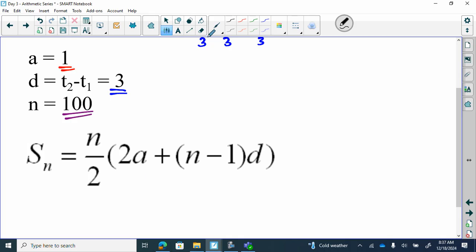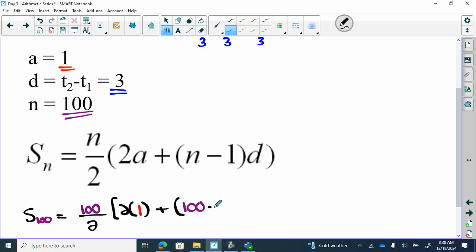So in order to solve this question, I will write S100, and it's going to equal, what would I fill in here? 100 over 2. What would that simplify to? 50. In these brackets here, I'm going to have 2 times 1 plus, open another bracket. What would go in that bracket? 100 minus 1. Close it, and then I'm going to put the d value, the common difference, right here.